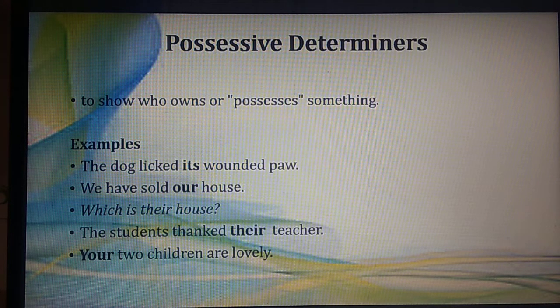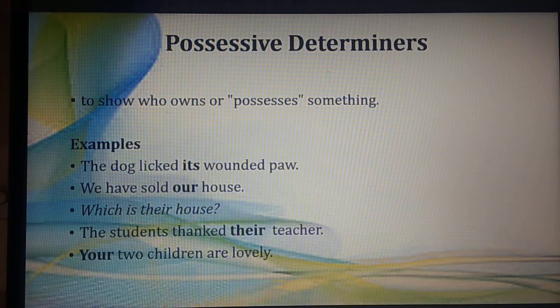If you look at this first sentence, the dog licked its wounded paw. Now paw is my noun, wounded is my adjective. Now whose paw? Its own. So that particular paw belongs to the dog itself. So I am using the possessive determiner its, which is actually a pronoun.